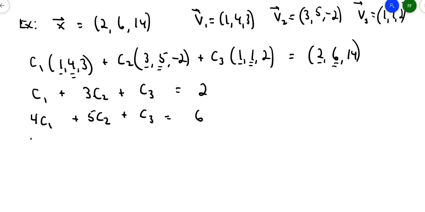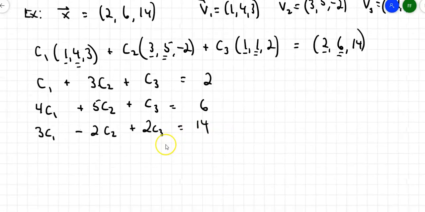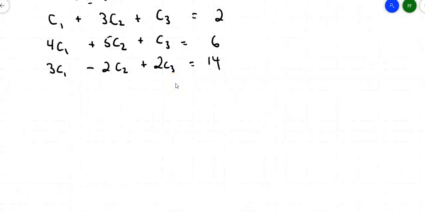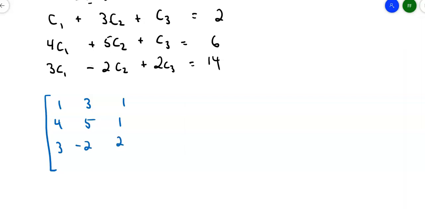Let's do it again for the third components. 3c sub 1 minus 2c sub 2 plus 2c sub 3 equals 14. And all of a sudden, I've got myself a system of three equations. Let's try to solve this. I'll bet you a matrix is coming in our future. Set up our coefficient matrix, 1, 3, 1, 4, 5, 1, 3, negative 2, 2. And actually, let's make this an augmented matrix. So I will put on the other side of my matrix the 2, 6, 14. And now I've got myself an augmented matrix.